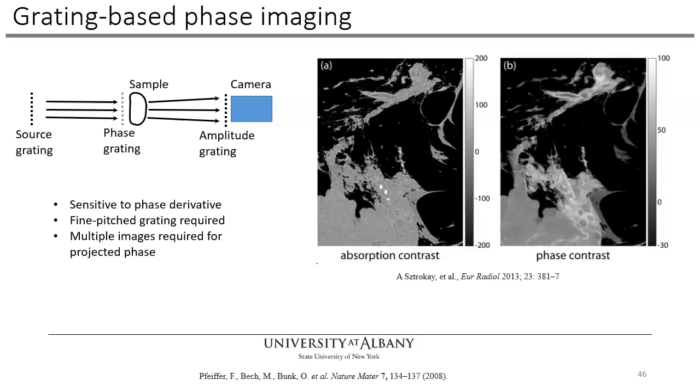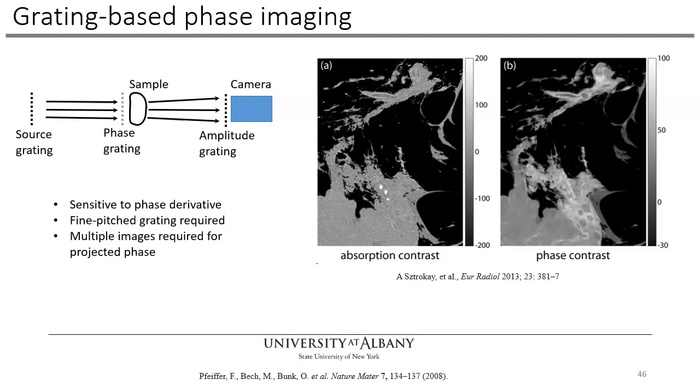This technique is the grating-based technique, which is popular these days. It produces beautiful images like this. It uses a phase grating to produce a Talbot pattern. For those of you who haven't studied much optics, if you put a periodic phase object in the way of a beam and you go a substantial distance further than that, a certain distance, you get an amplitude pattern that's periodic with the period of the phase grating. And so they use that to generate a pattern on the camera. With a sample in place, it will deflect the rays and the pattern will shift.